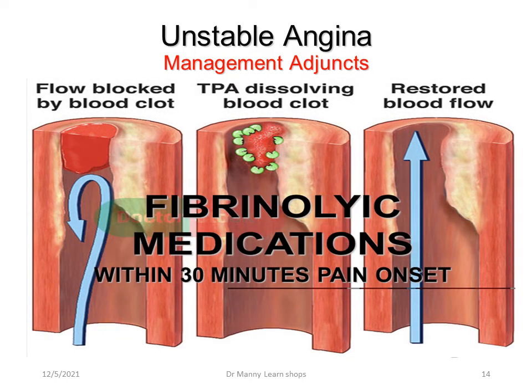Then you've got management options which include fibrinolytic medications, but remember they have to be given within a window of 30 minutes from the time of pain onset, otherwise they may not be as effective. And their job is essentially to dissolve a clot. Tissue plasminogen activator, TPA, in this image, and it's restored blood flow. Have a look at the Dr Manny Pharmacology Learn chops and look at these interventions.